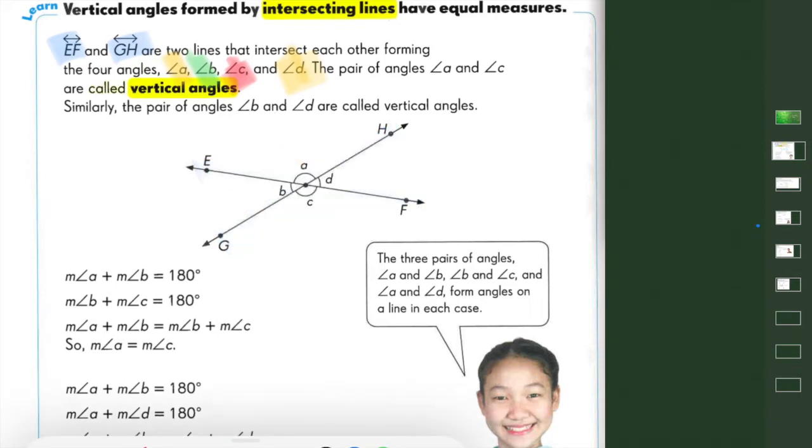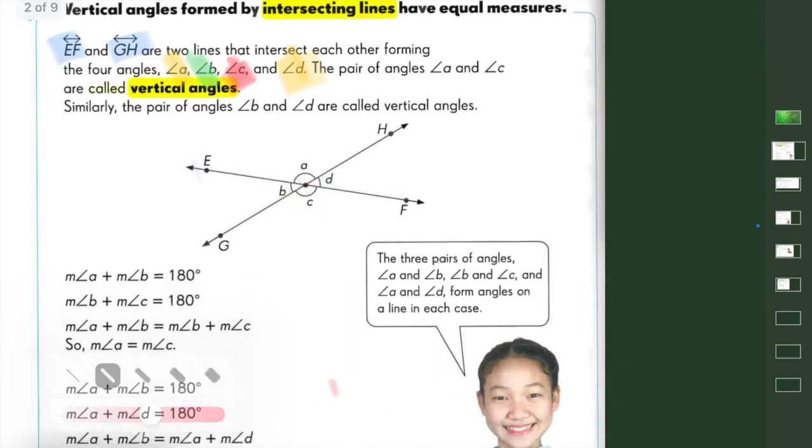Now, these are two intersecting lines, and we can see that angles A and C are vertical angles. We're going to prove that they're vertical angles in just a minute, because remember that vertical angles are formed when the intersecting lines have equal measures. So we're going to prove that A and C have equal angle measures. And angles B and D are vertical angles. They have angles of equal measure, and we'll prove that as well.